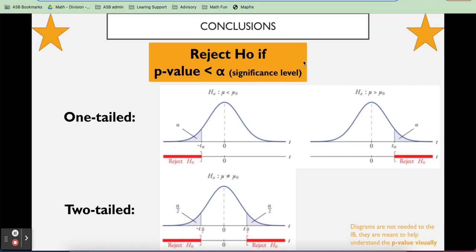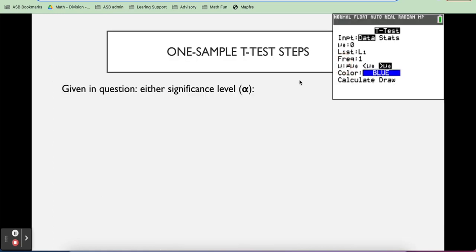And this is the conclusion for every single one of our tests. So it's probably the most important thing to remember. We're going to reject the null hypothesis if our p-value, so this is from the calculator, is smaller than our significance level. This is the most important thing to remember for all of your hypothesis testings. Okay, let's go on and do some questions.